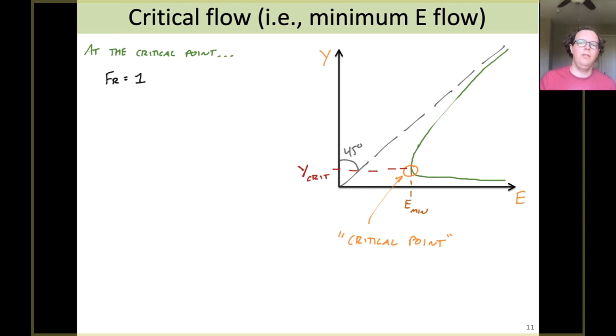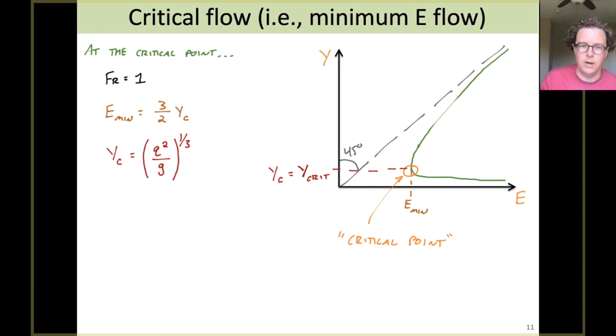As you pass through that point, Froude number is going to equal 1. The minimum energy state is going to be 1.5 multiplied by the critical depth. And the critical depth can be defined as specific discharge squared divided by gravity, and then you take all of that and raise it to the 1/3 power.